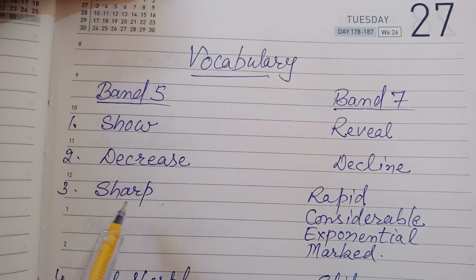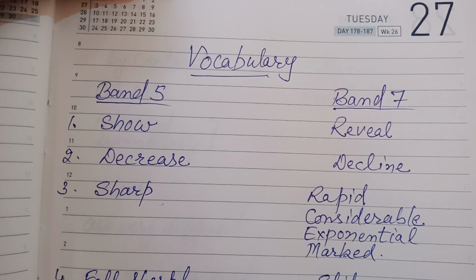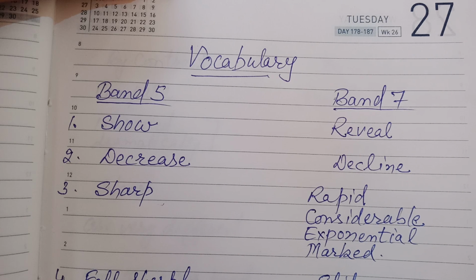Sharp. Sharp should be written as rapid or considerable or exponential or marked. So 4 words are given, they are adjectives. For example, there was a sharp increase in the birth rates between 1950 and 2000. So that sentence could be written as there was a rapid incline in the birth rates between 1950 and 2000.